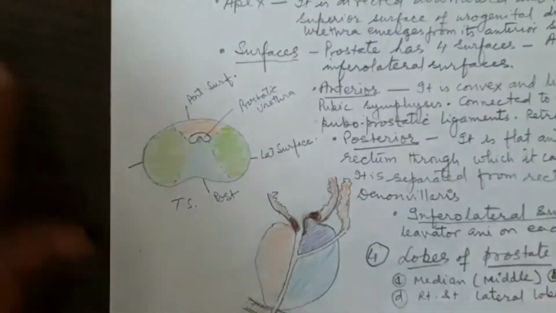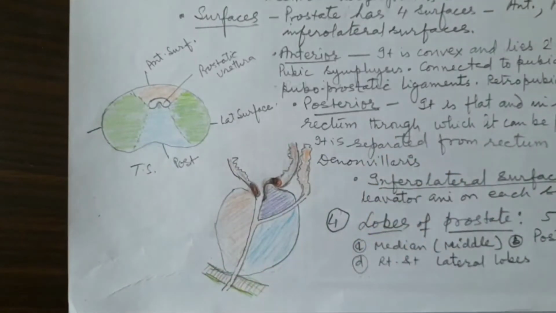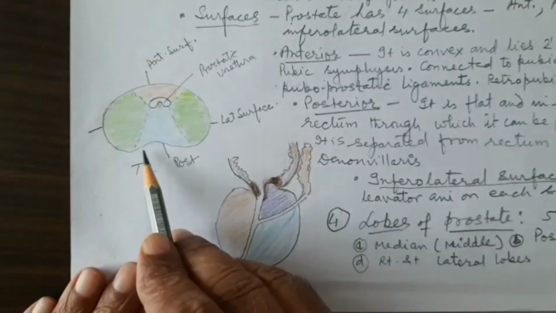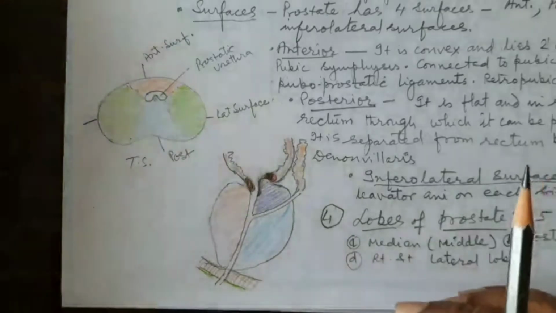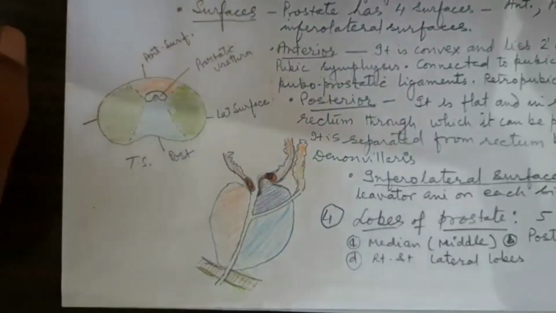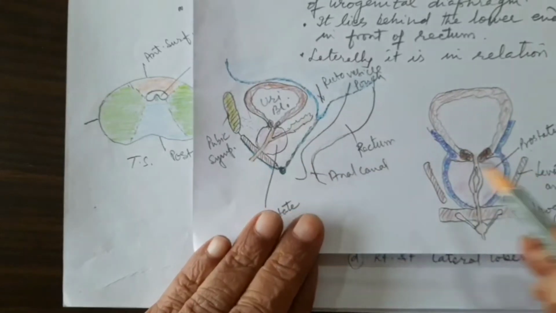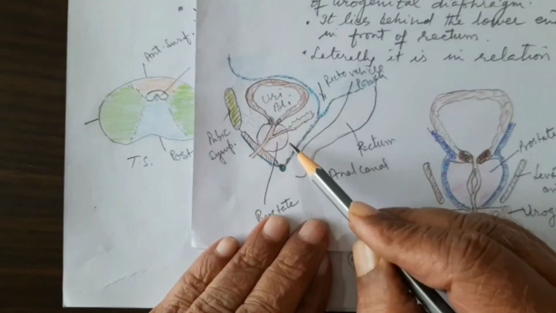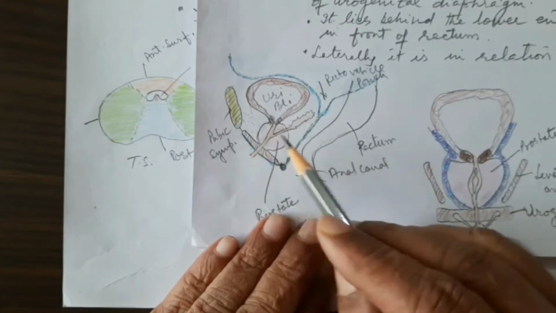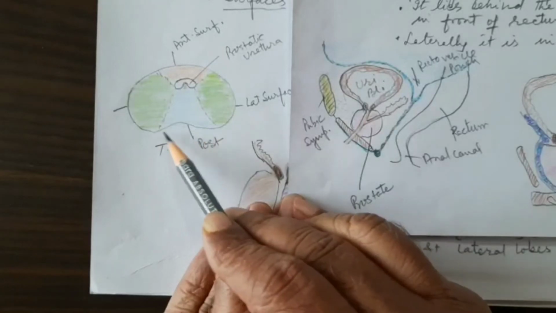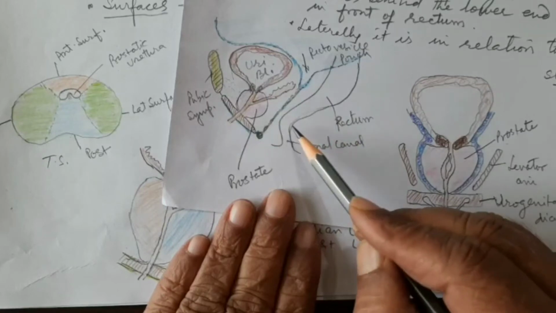So there is the puboprostatic ligament also there. Let us see the relation of the posterior surface. Now the posterior surface is here. See this? It is flat, and it is in relation with that of the rectum. This is the posterior surface of the prostate, and mostly it is flat, though I have drawn it as convex, which is wrong. It should be flat as it is shown in this. See this flat posterior surface, and this lies in contact with that of the rectum.